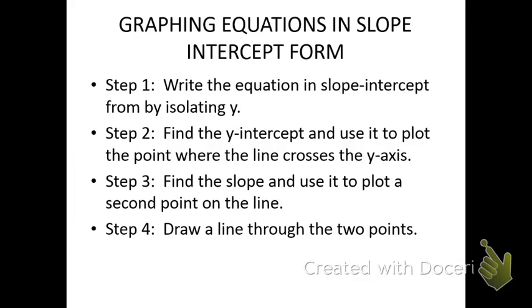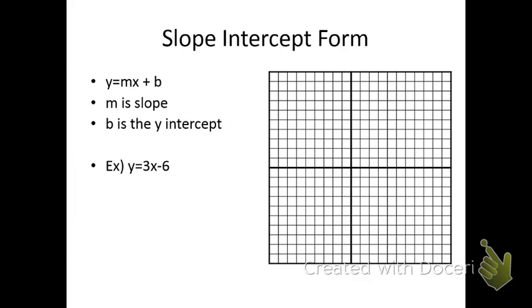and use it to plot the point where the line crosses the y-axis. Step 3, find the slope and use it to plot a second point on the line. Remember, the slope is m. And then step 4, draw a line through those 2 points. Okay, these are our 4 steps. Very, very important. So let's go ahead and do an example.